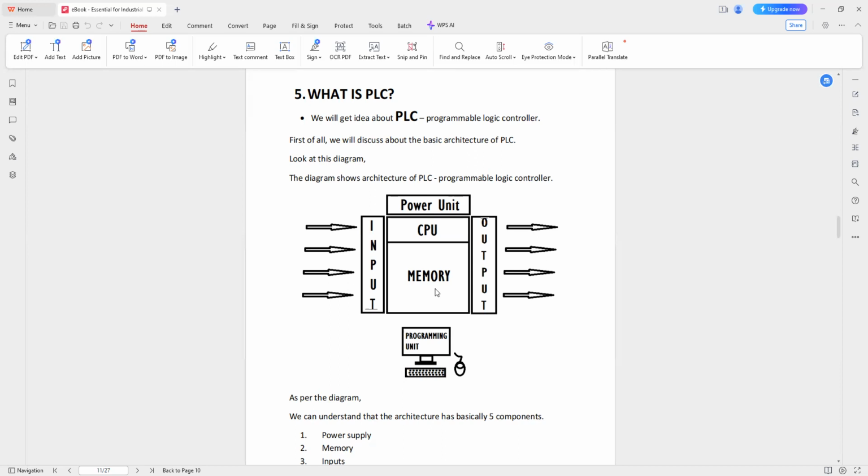Because you are starting your career in industrial automation, you require some basic stuff. That's why I'm explaining why memory is important, because as we go further in this training, there are two kinds of memory that we'll discuss later. So this is the basic PLC architecture that should be in your mind: input, output, memory, power unit, and programming unit.